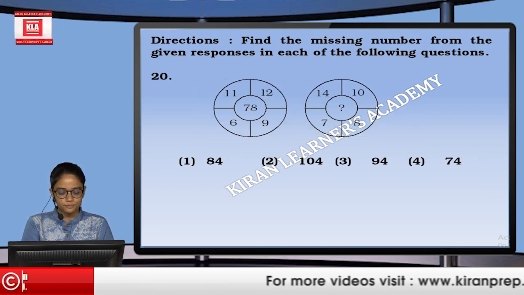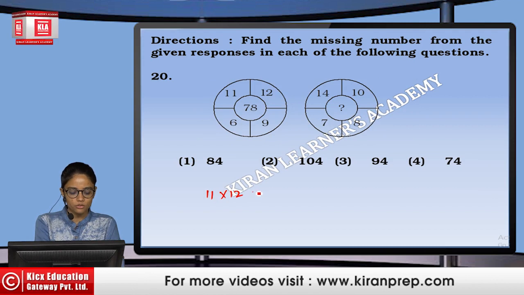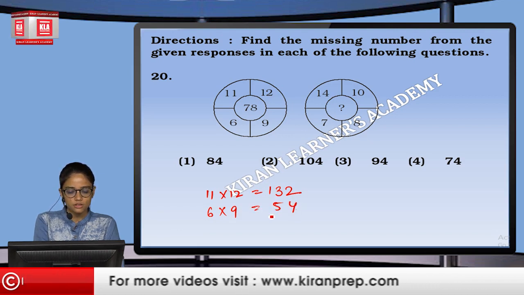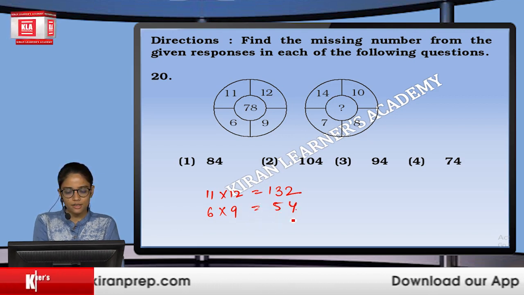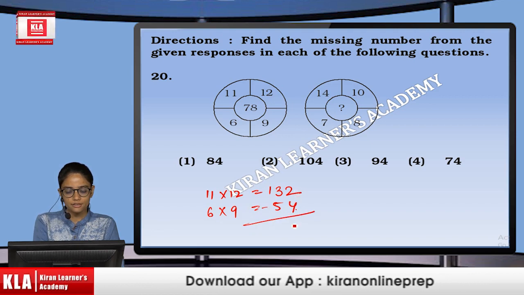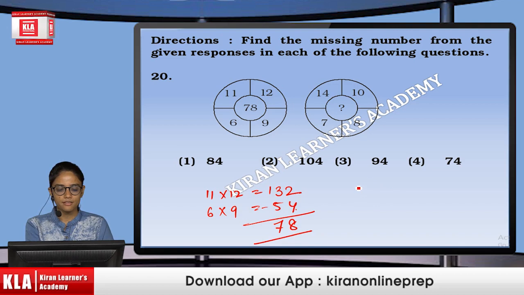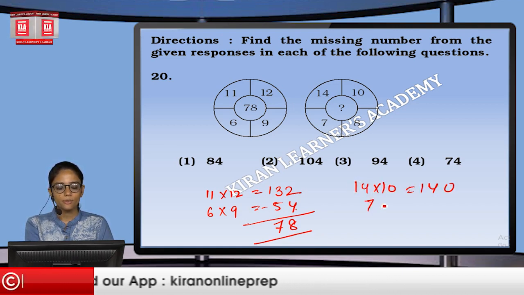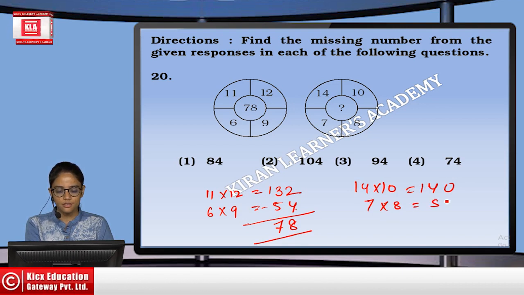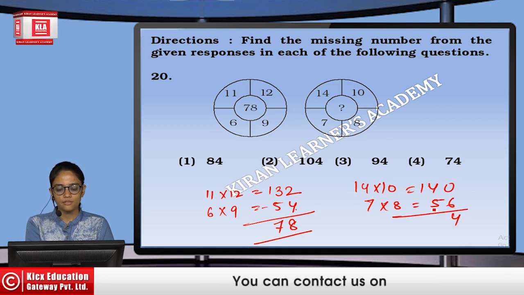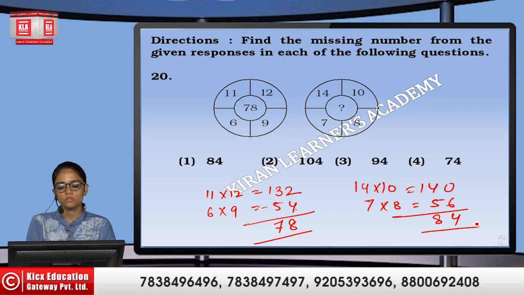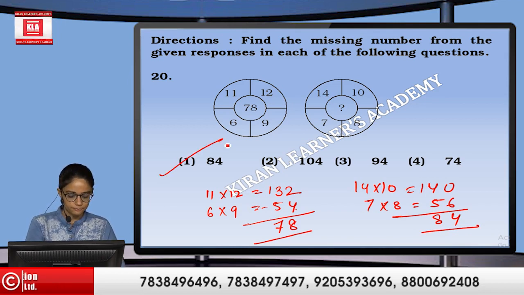Next question. 11 into 12 will give you 132. Similarly, 6 into 9 will give you 54. And if we subtract them, we can get 78. So same logic if we apply with the second one. 14 into 10, 140. 7 into 8, 56. And if we subtract them, then we will get 84. So the answer is 1.